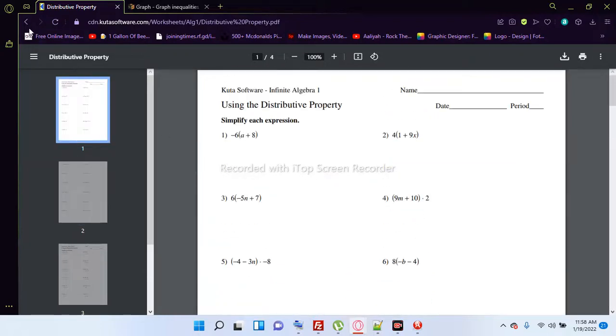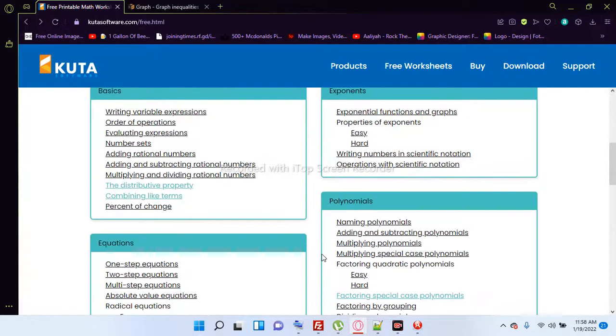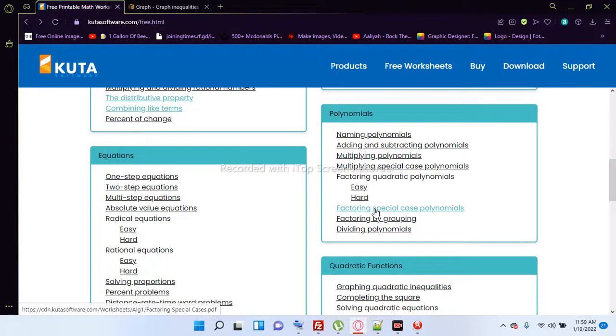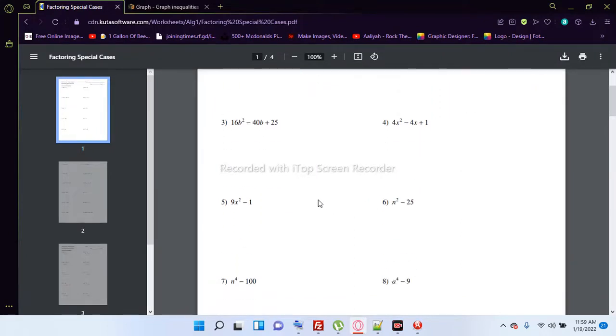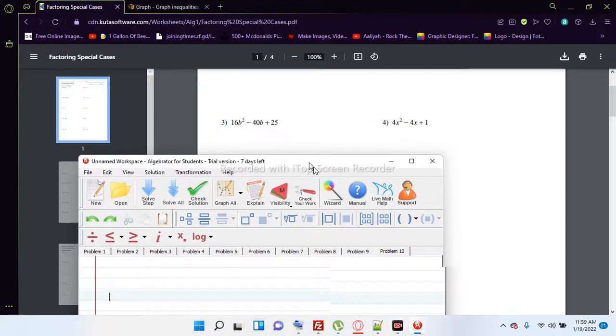No, not this one. What I want to really show you guys. We gotta find it. Let's see. Special case. Here we go. Okay, negative 16b squared minus 40b plus 25. Okay, now, on the Algebrator, this is the one I'm talking about, right here.